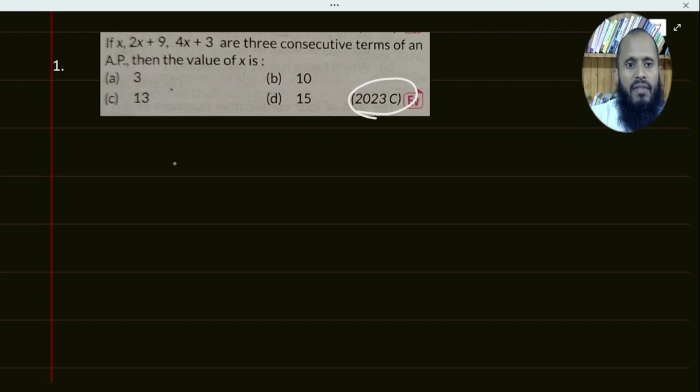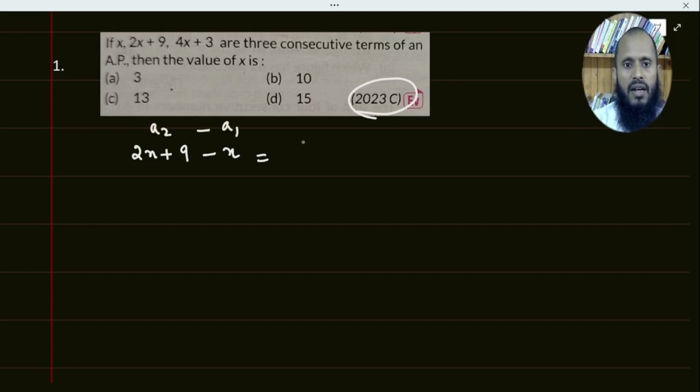Okay, so they have given that these three terms are consecutive terms of an AP. So here we will use the concept that every time we subtract one term from the next term, what we'll get is the common difference of that particular AP. So I can write 2x plus 9 minus x, that means 2x plus 9 is the second term minus x is the first term.